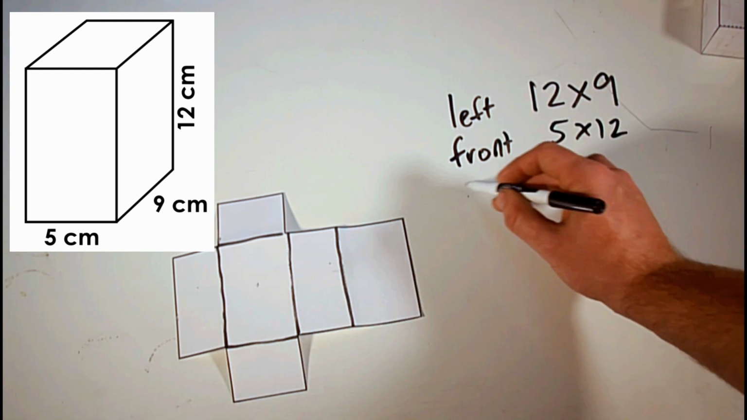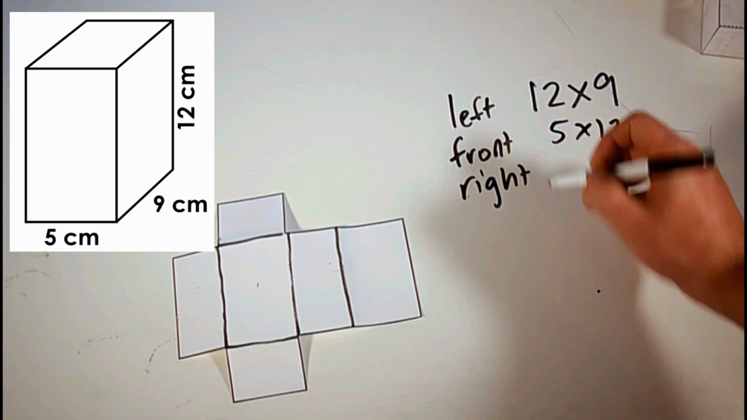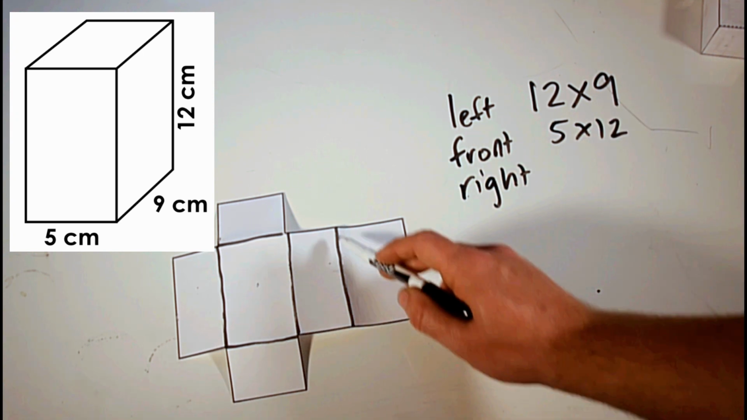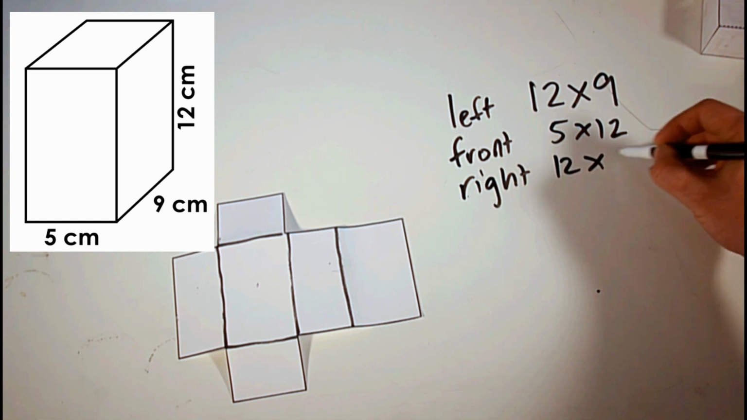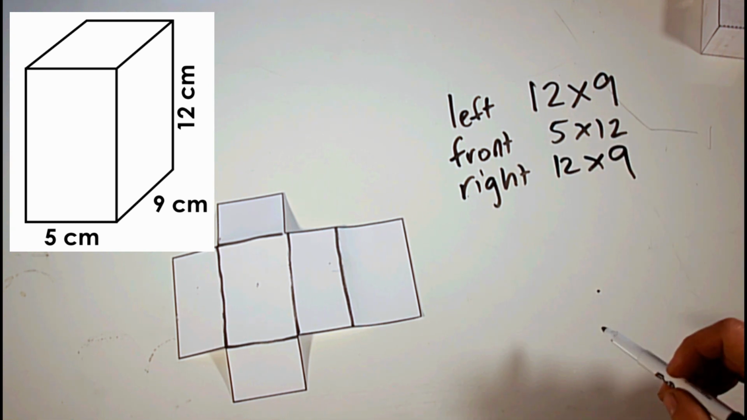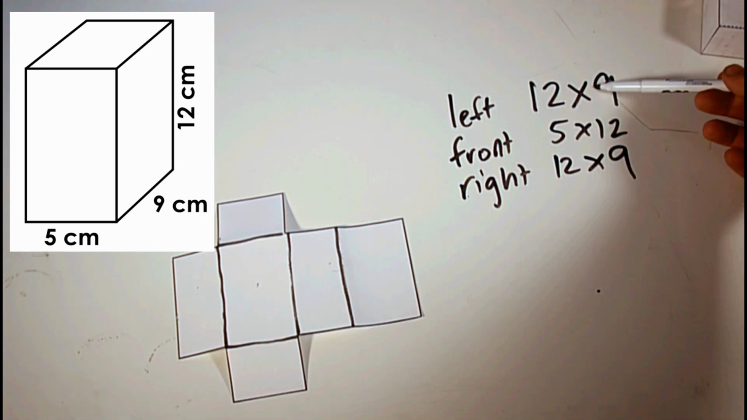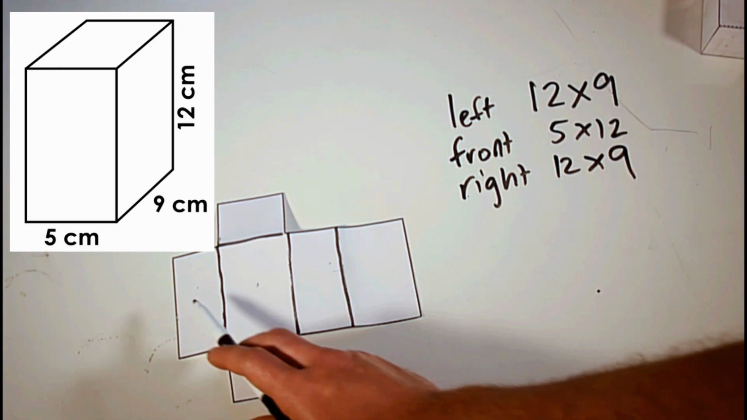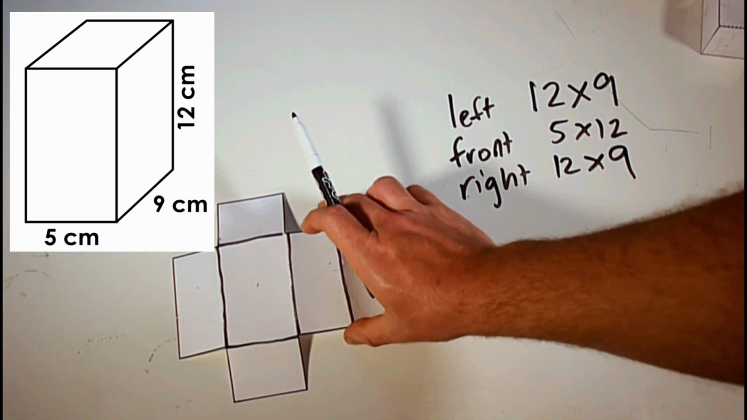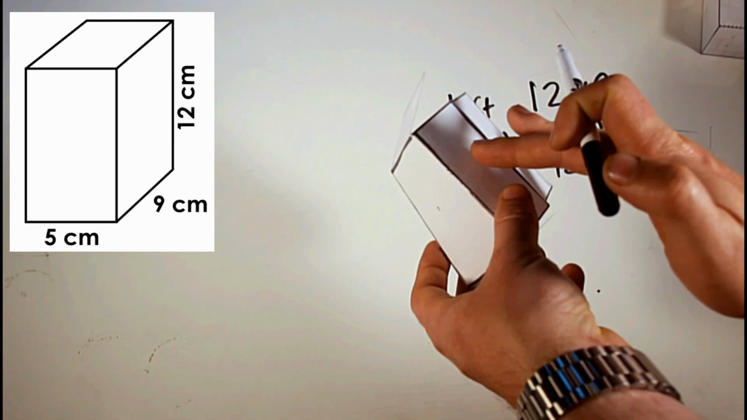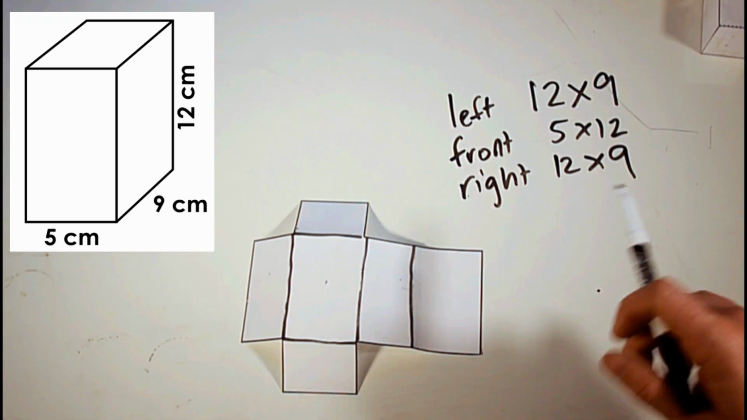Let's do this right part. All right, and that right part, the bottom is 9 and the height is 12. Is anyone seeing something that's the same? Our left and our right are the same. We're going to get the same answer. So that means these two sides are actually opposite in our shape. We fold it together, and thus this side is opposite to this one. Opposite sides are the same.